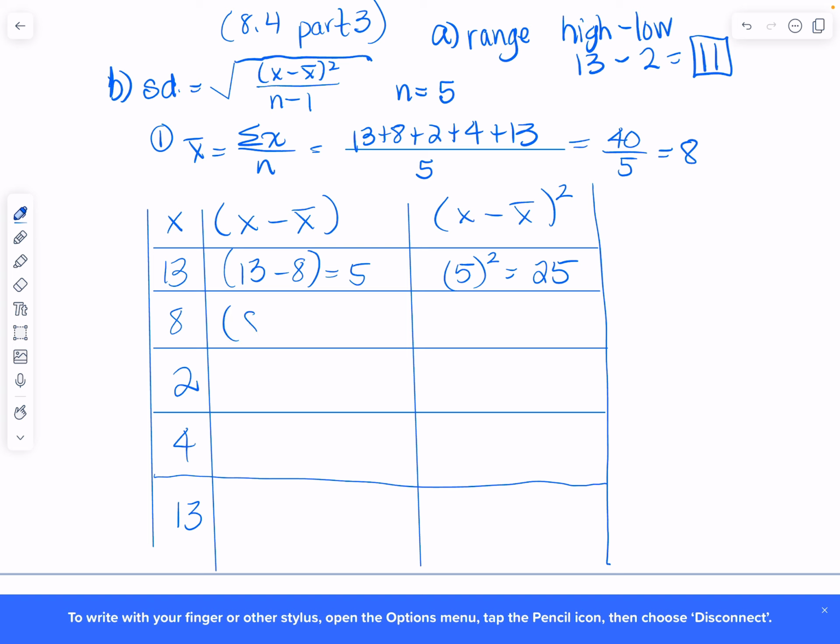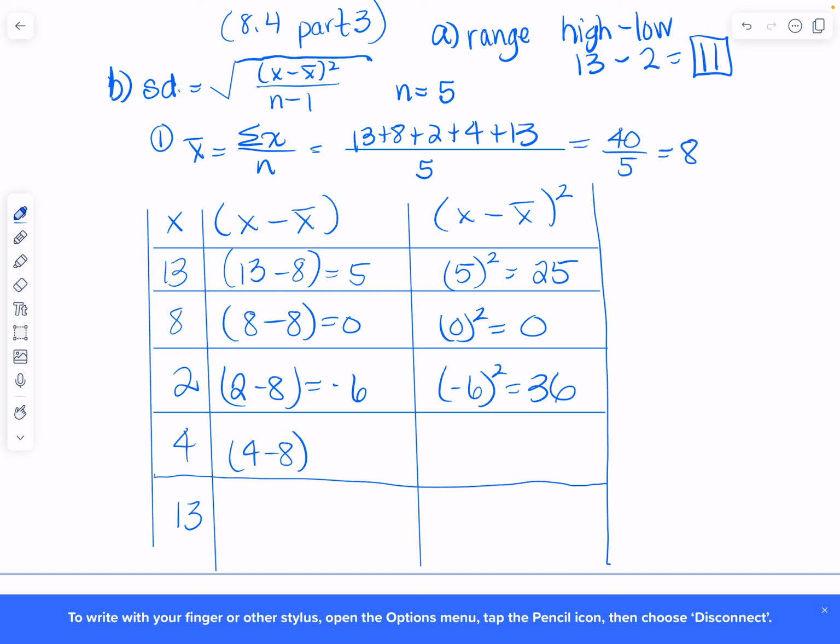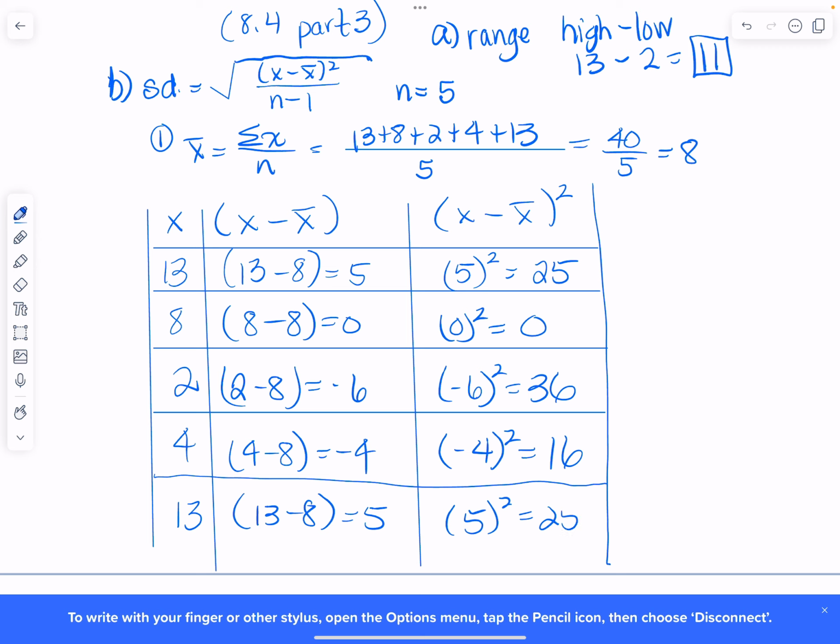The next data point is 8. So 8 minus 8 is 0. 0 squared is 0. 2 minus 8 is negative 6. Negative 6 squared is 36. 4 minus 8 is negative 4. And negative 4 squared will give me a positive 16. And finally, 13 minus 8, which we've done this before, equals 5. And 5 squared is 25.